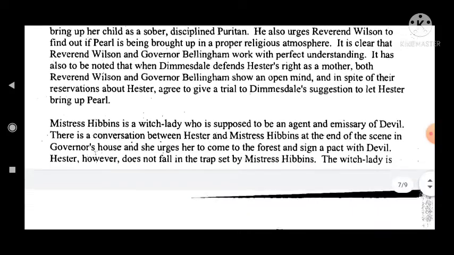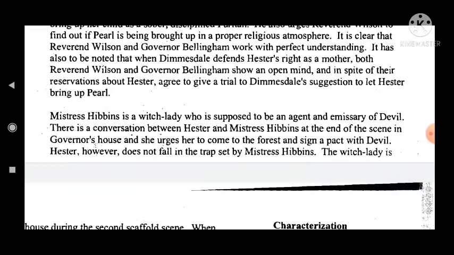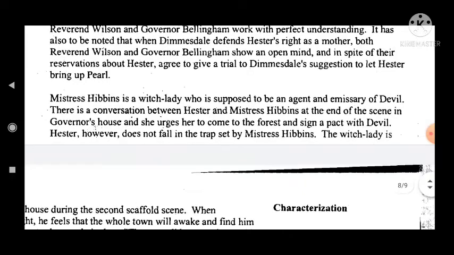It is also to be noted that Dimmesdale defends Hester's right as a mother. Both Reverend Wilson and Governor Bellingham show an open mind, and in spite of the reservation about Hester, agree to give a trial to Dimmesdale's suggestion to let Hester bring up Pearl.